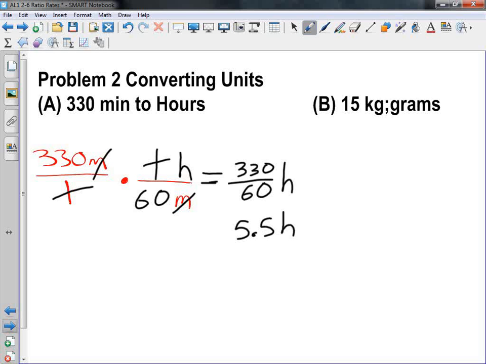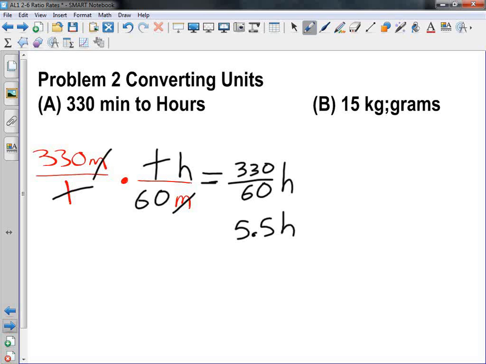I know right now it's going to be easy, right? But eventually we'll get into where it's going to be harder, where you're going to need to use multiple steps. So right now I want you guys to set it up, even though I know that you guys could probably do it without it. I want you guys to set it up so that you get into a good habit, okay? All right, 5.5 hours.